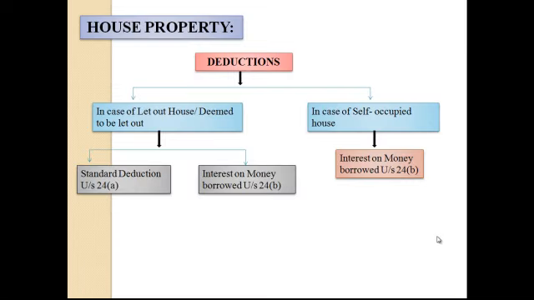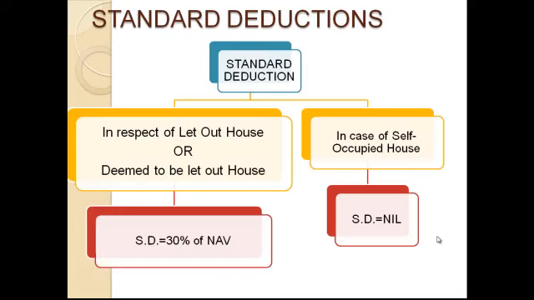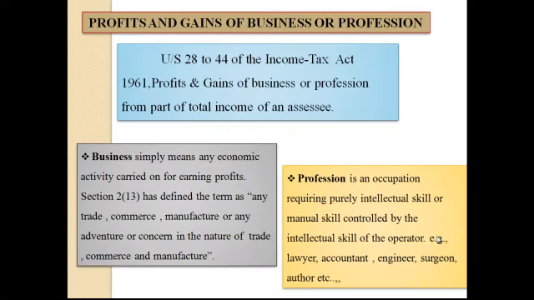Under the head house property, we can avail deduction. For let out house property, there are two deductions. One is standard deduction under section 24A, another one is interest on money borrowed under section 24B. In case of a self-occupied house, only one deduction can be availed by an individual, that is interest on money borrowed under section 24B. For let out or deemed let out house property, the standard deduction is 30%. In case of a self-occupied house property, there is no standard deduction.